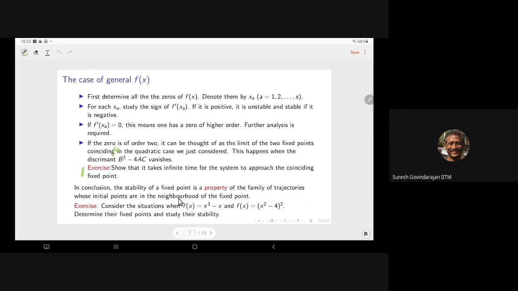So now the exercise for you is to consider more complicated things. I did simple things. First one is, consider f of x equal to x cubed minus x, or f of x equal to a fourth power of a particular kind, (x square minus 4) whole square. So this is an exercise for you. Determine their fixed points and study their stability. Stability is always going to be local analysis. Local means in the neighborhood of that fixed point.